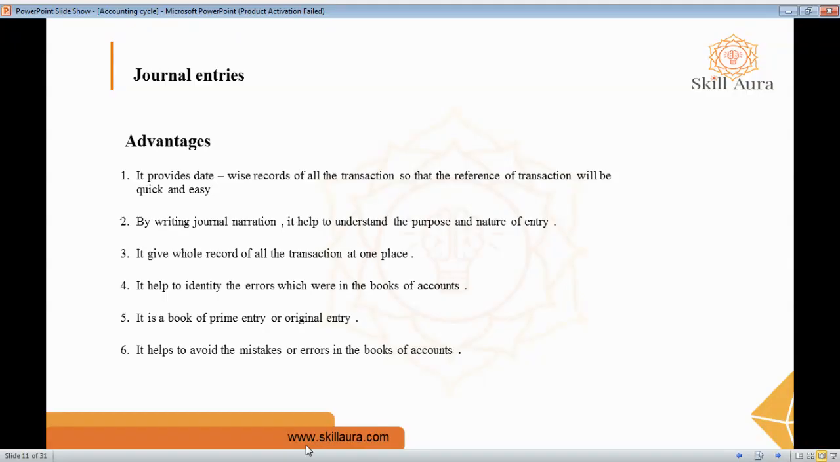The next one is that it gives an overall record of all the transactions in one place. It helps us keep all the records of the transactions in one place, so it helps us understand the types of entries and their purpose, and we can also refer to them easily. It helps us identify the errors in the books of account. Next, it is a book of prime entry, also called the book of original entry, and it helps to avoid mistakes or errors in the books of account.